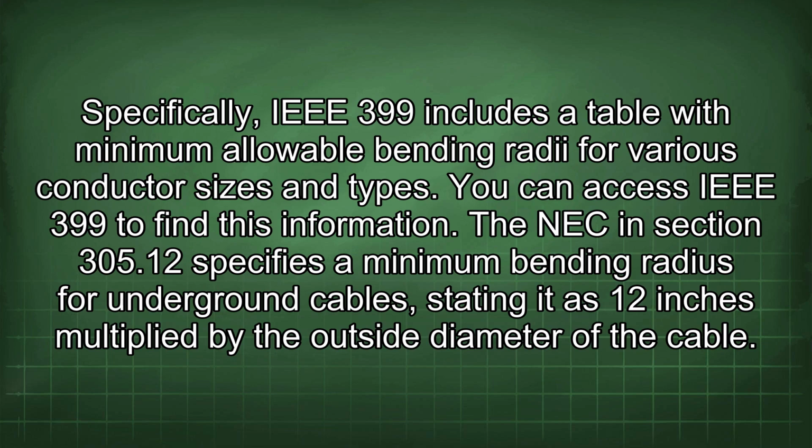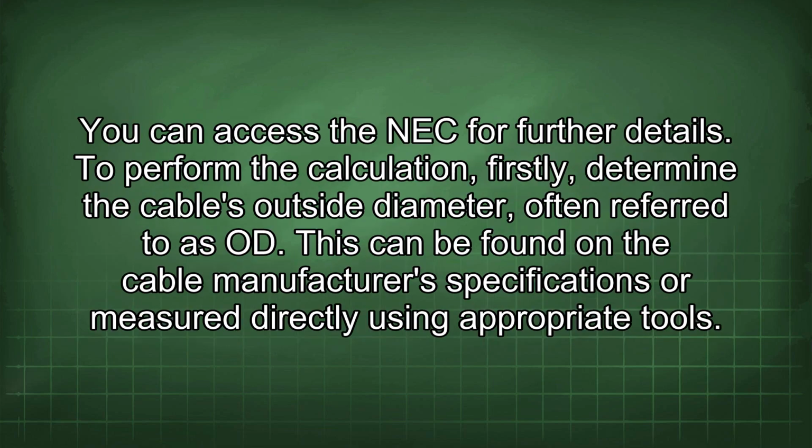The NEC in Section 305.12 specifies a minimum bending radius for underground cables, stating it as 12 inches multiplied by the outside diameter of the cable. You can access the NEC for further details. To perform the calculation, firstly determine the cable's outside diameter, often referred to as OD. This can be found on the cable manufacturer's specifications or measured directly using appropriate tools.